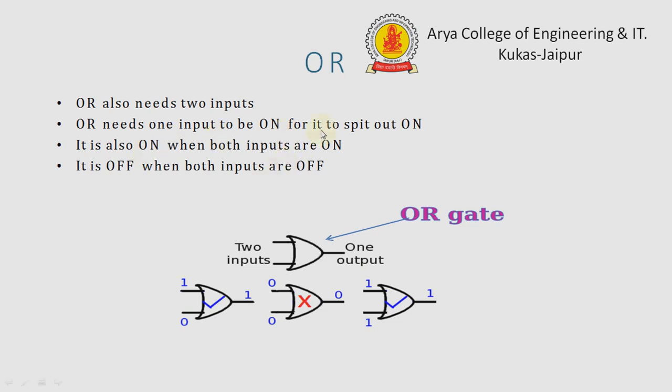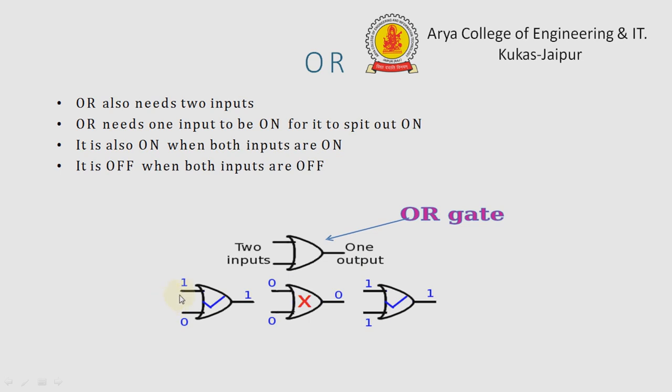OR needs one input to be on for it to spit out on. It is also on when both inputs are on. It is off when both inputs are off. So here is the symbol of the OR gate. We are applying two inputs here and getting one output here.